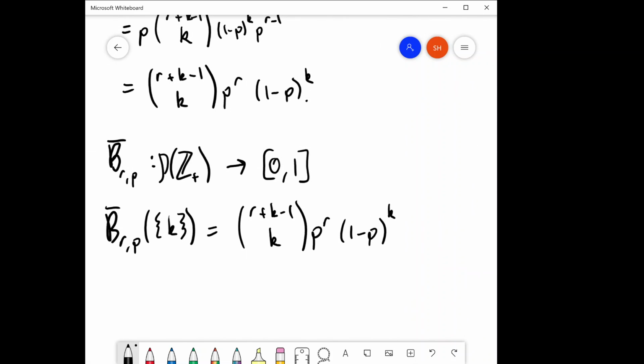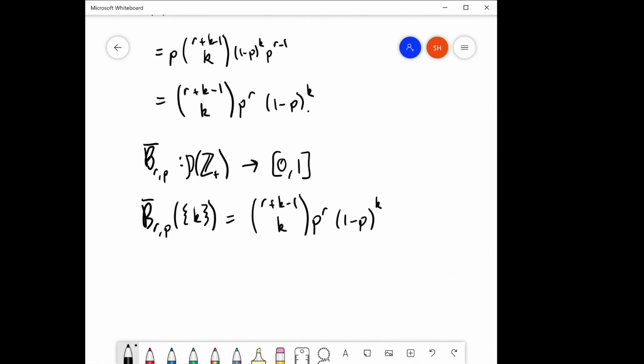As this stands, this gives us a function of sets. You would extend it to other sets by additivity, countable additivity. But we need to check that this adds up to 1 and that it's between 0 and 1.